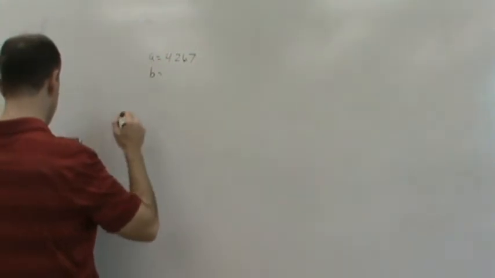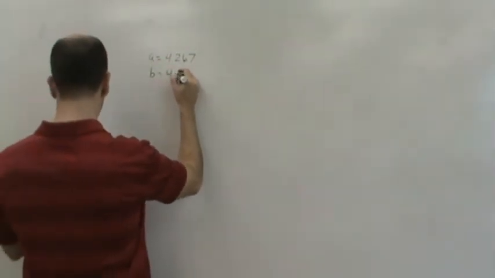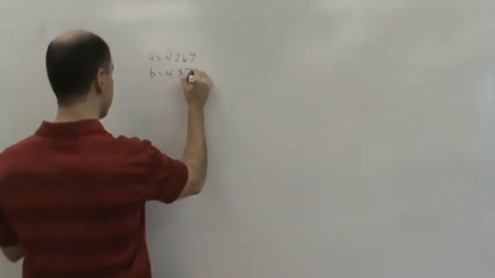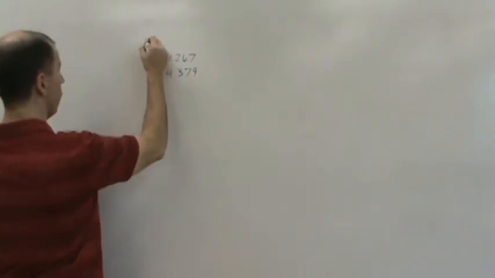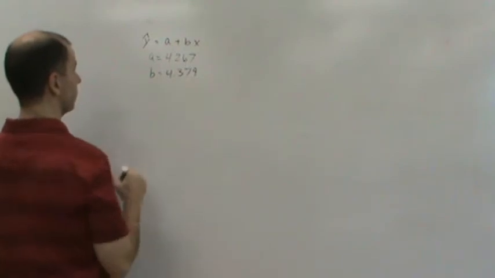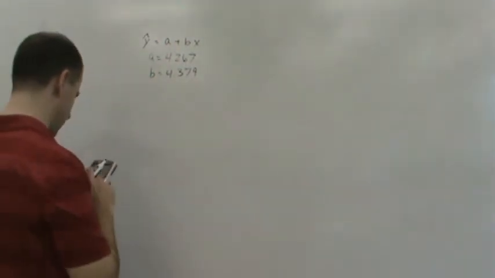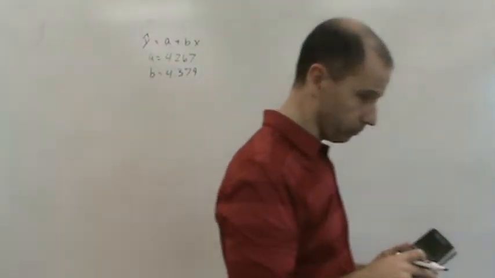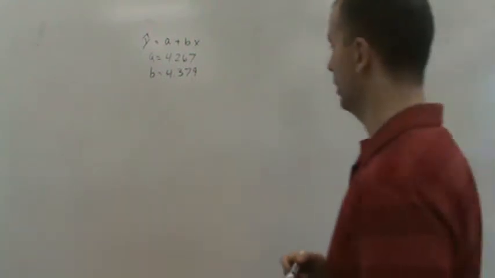B is equal to 4.379. And of course, this is y hat equals A plus bx. Okay, so that's my regression line. Now, what does it say? It says, interpret the slope of the equation in the context of the given question. Okay, so here we go.